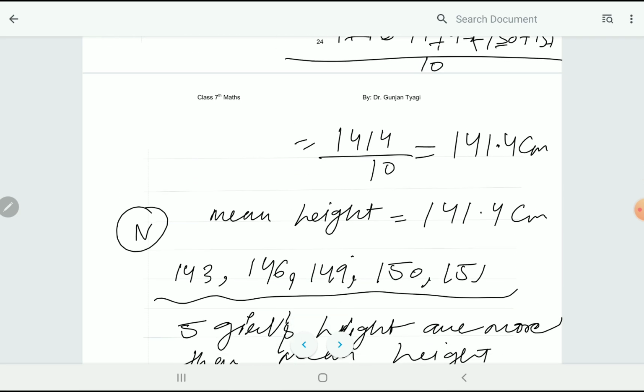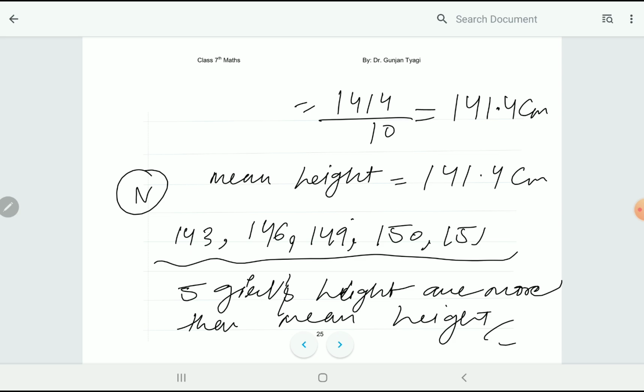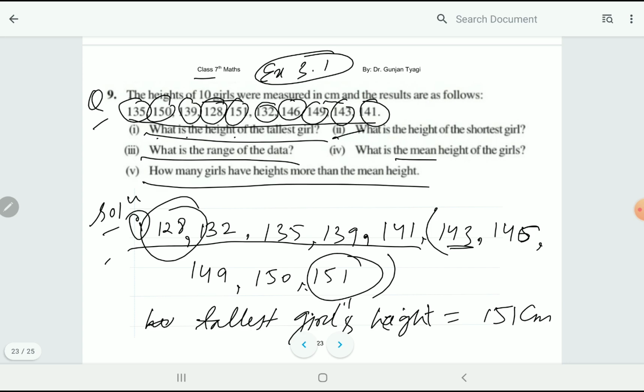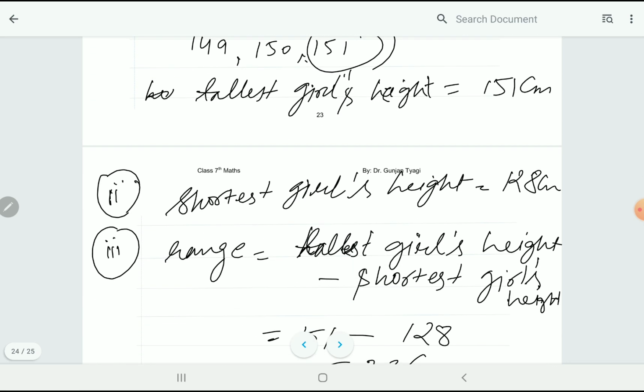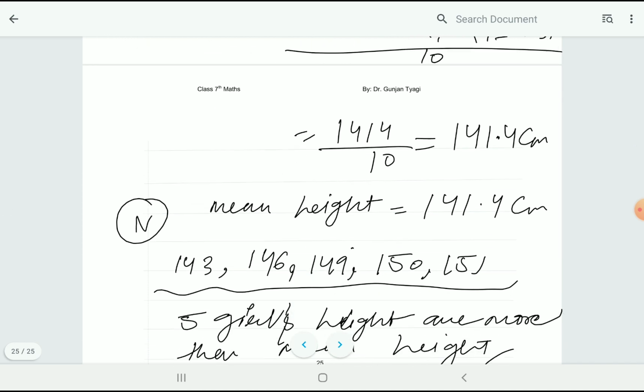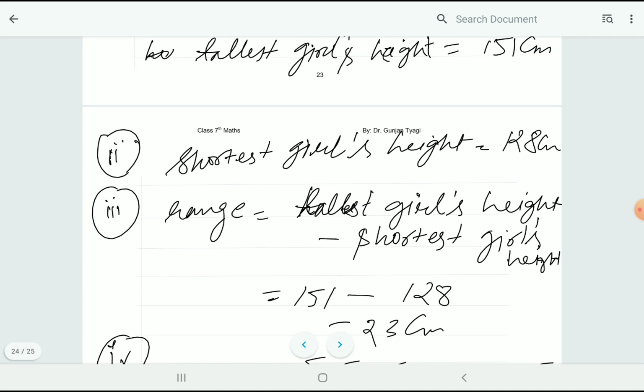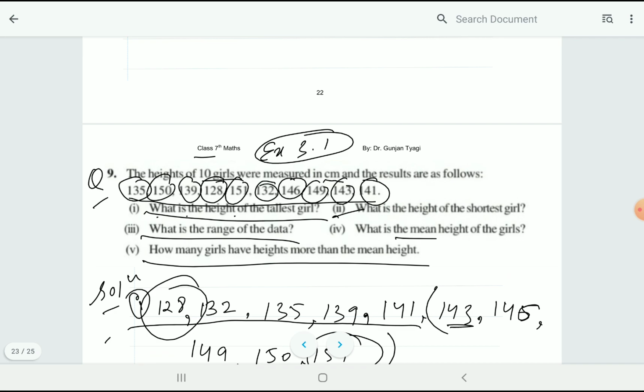As in the starting I arranged the data in ascending order, it helped me to do all the other parts. It was very easy to write the heights of girls whose height is more than the mean height. So the rearrangement of data in ascending or descending order is very important. With this, the question is completed and the exercise is also completed.